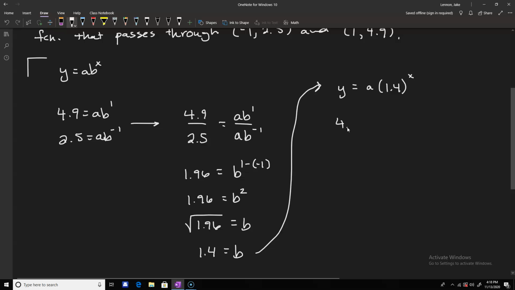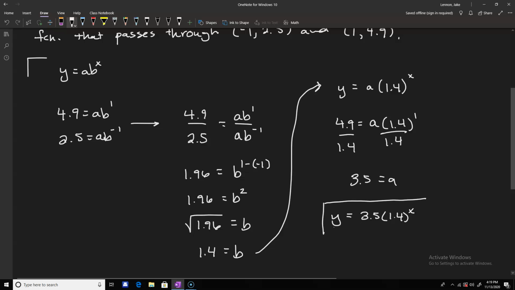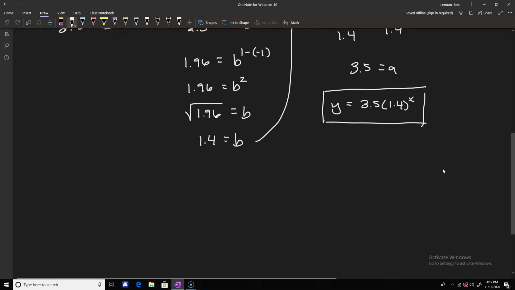So we would have 4.9 equals a times 1.4 to the first power, which is just 1.4. So we can divide by that quantity on both sides, and we get our value for a, which is 3.5. So our exponential function here looks like y equals 3.5 times 1.4 to the x. And that is what they were looking for. So nothing too difficult there, and a good refresher.